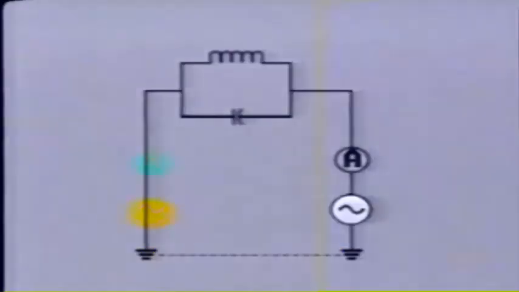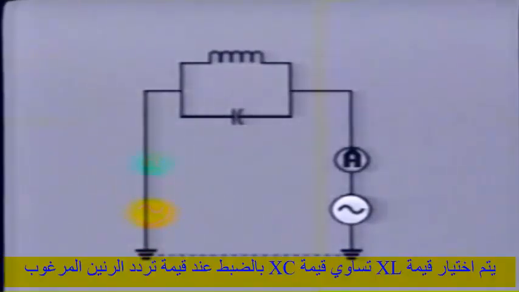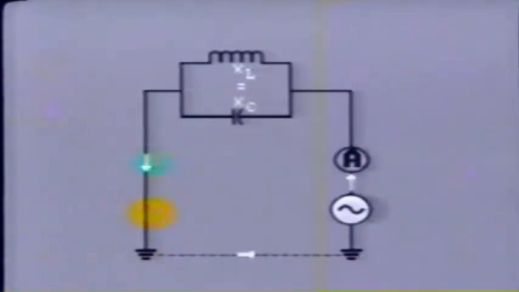Many line traps consist of a tuned resonant circuit with inductance and capacitance in parallel. I'm sure you all remember this circuit from basic electricity. The value of inductive reactance is chosen to be exactly the same as that of the capacitive reactance at the desired resonant frequency. If we apply a voltage across this parallel circuit, we find that the current flow in the supply lead is practically zero.